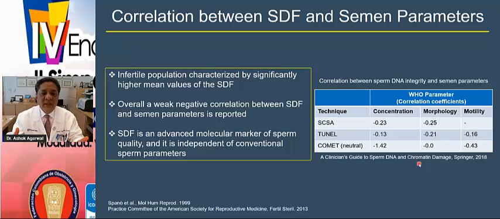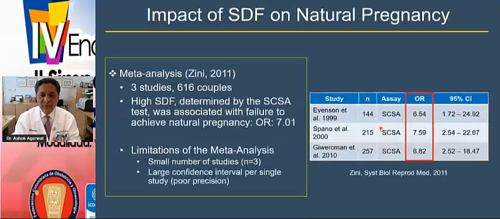Because it is an advanced test, which is independent of conventional sperm parameters, as you can see in this table, the correlation is very weak for semen parameters: concentration, motility, and morphology. And it is so with either the SCSA, TUNEL, or comet, all three major techniques used.